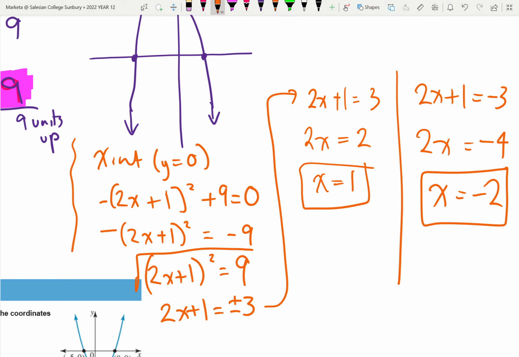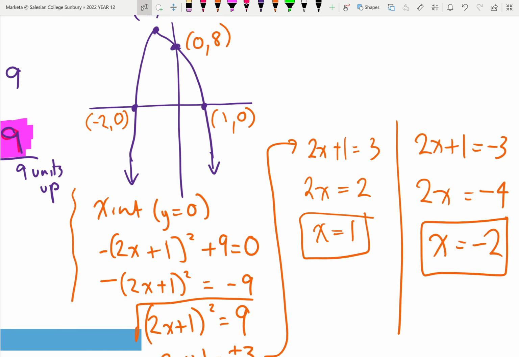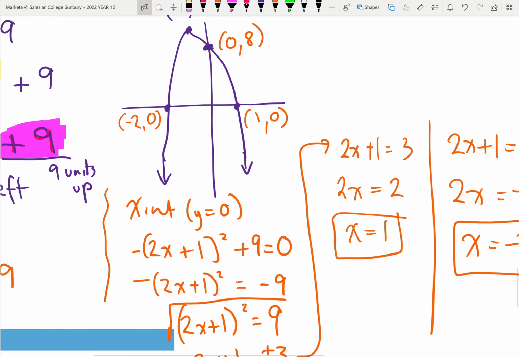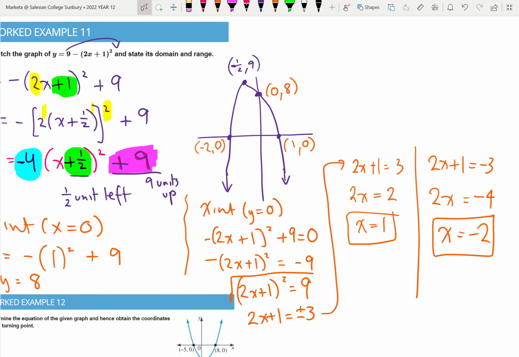So these are my two solutions for my x-intercepts, and I can just write those on. Neg 2, 0, again with coordinates, and 1, 0. And you can see it makes sense for the picture that we've drawn there. For the graph that we've drawn, we have a positive x-intercept and a negative x-intercept, and a positive y-intercept. So there it is, showing all key features, our turning point, our y-intercept, and our two x-intercepts, and the shape.